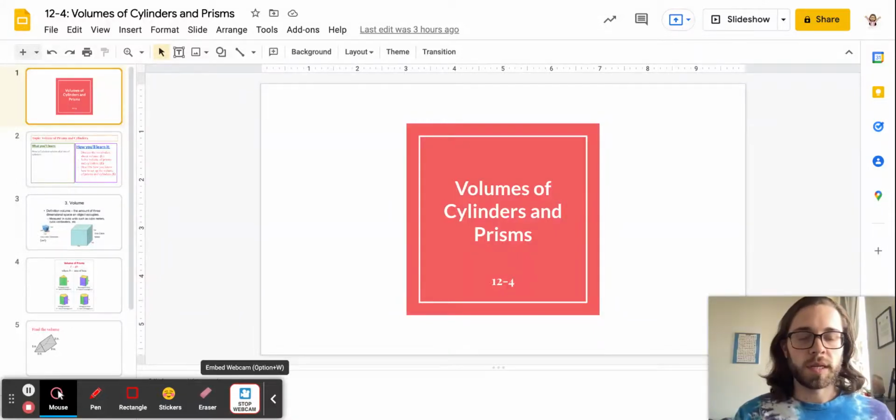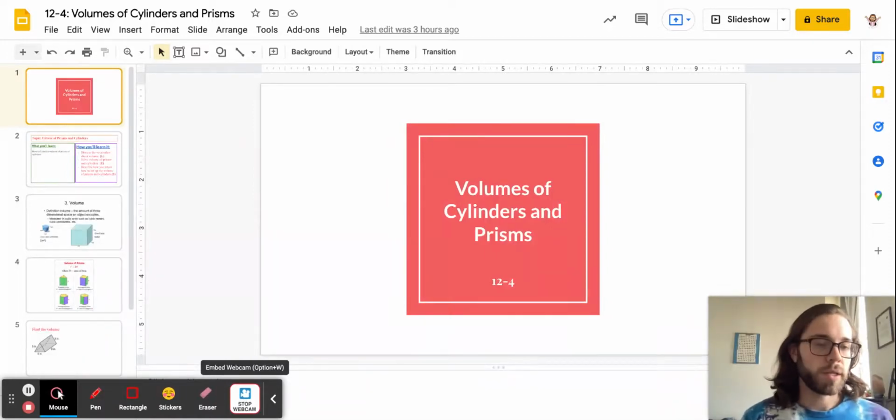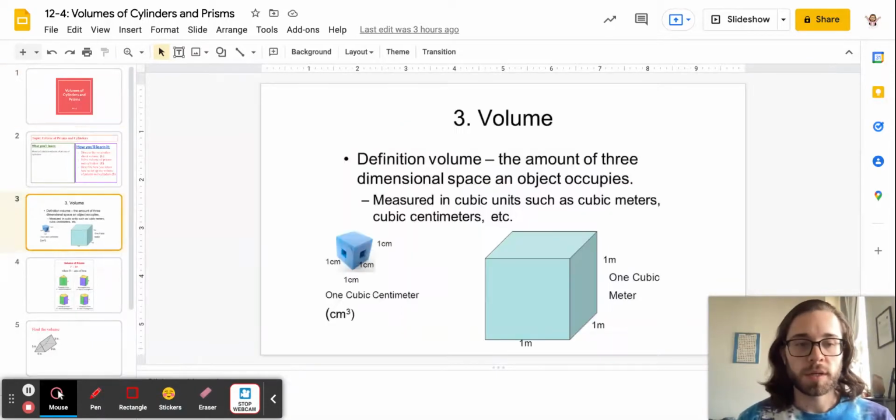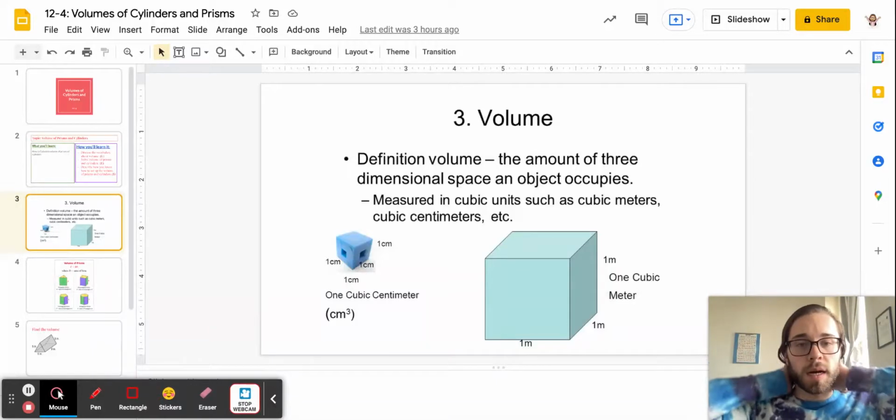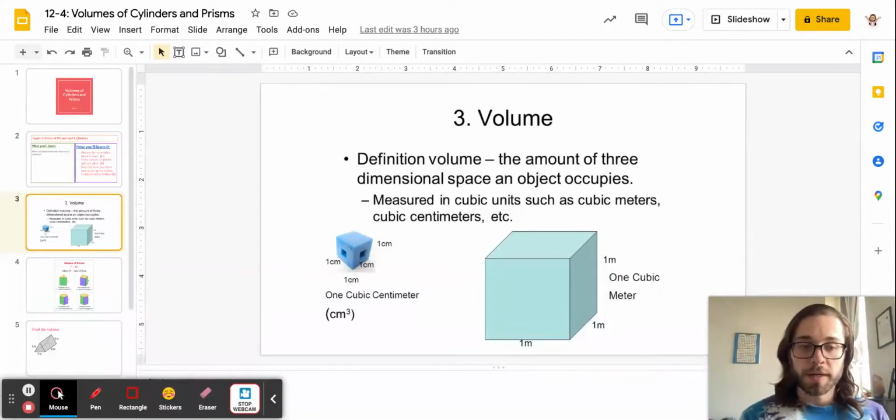Hi everyone, just wanted to take a minute to talk a little bit about the volumes of cylinders and prisms. So we're moving beyond surface area into dealing with volume. Just to clarify and make sure we're on the same page, volume is the amount of three-dimensional space that an object will occupy.